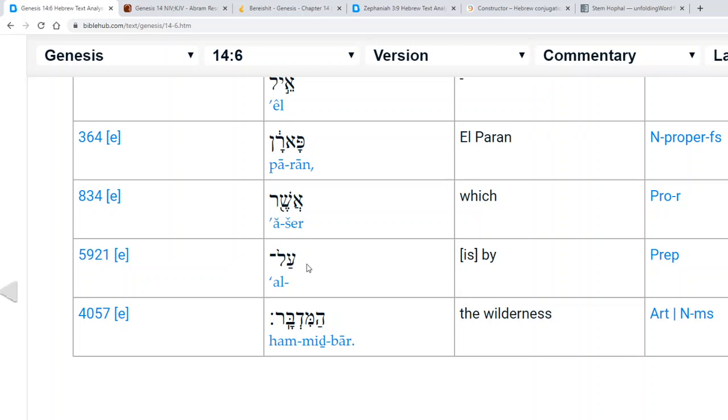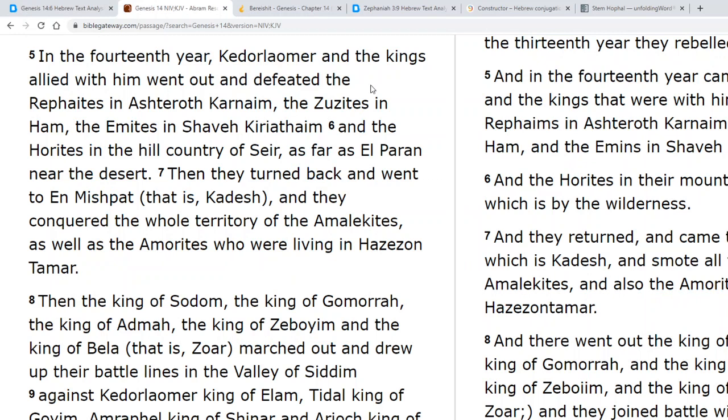By the wilderness. Well, yeah, I guess. So that's a curious preposition to put there. Al Hamidbar, which is upon the. That is a bit of a curious. So I can understand why you would say by. Let's look at NIV. And the Horites in the hill country of Seir, as far.